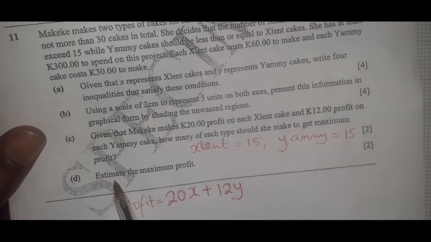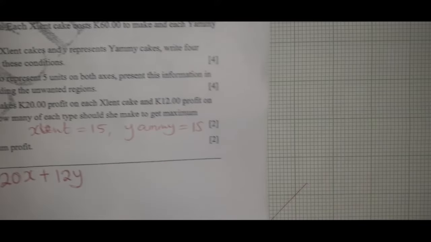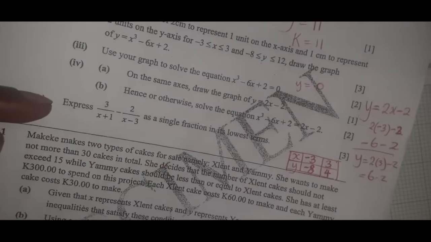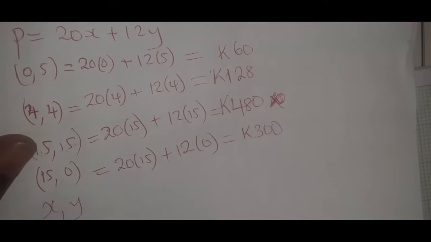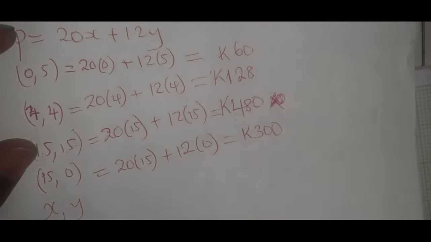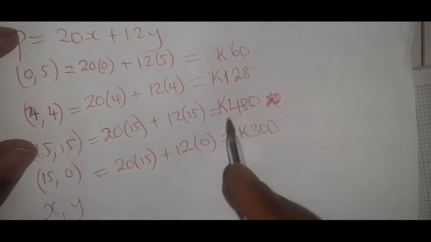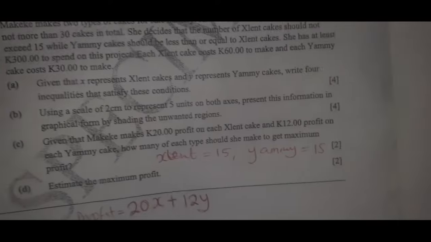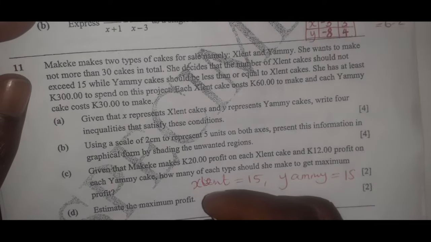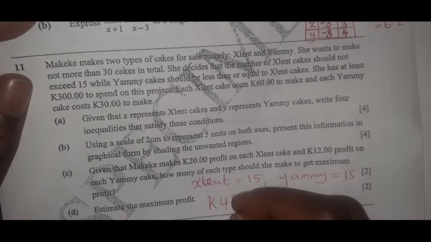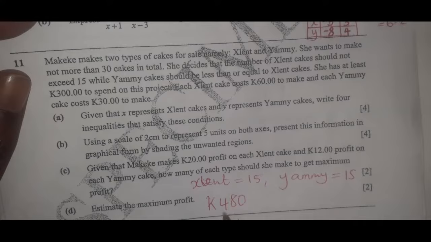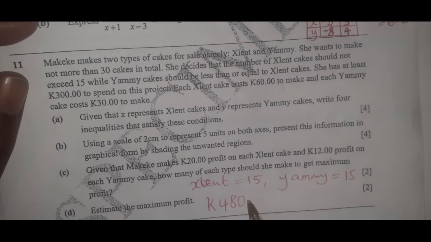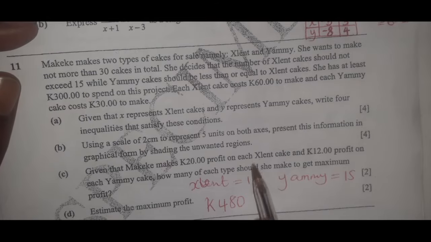Then estimate the maximum profit. What is the maximum profit? The maximum profit is going to be this same amount here. This one. That is what is going to be the maximum profit. So here we write 480. That is going to be the maximum profit. That is what we're talking about. So this is what we needed to do.